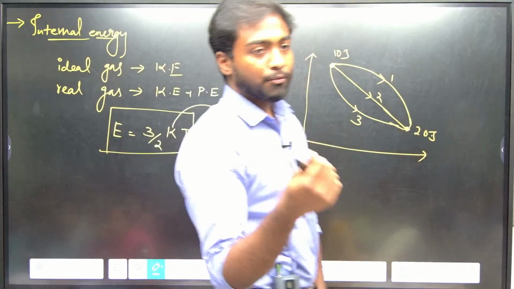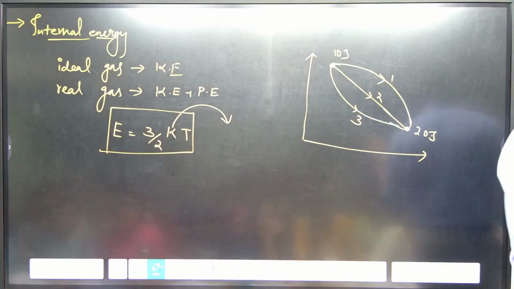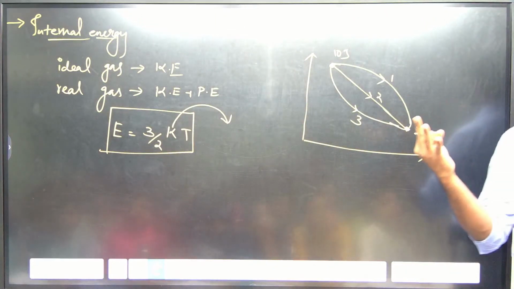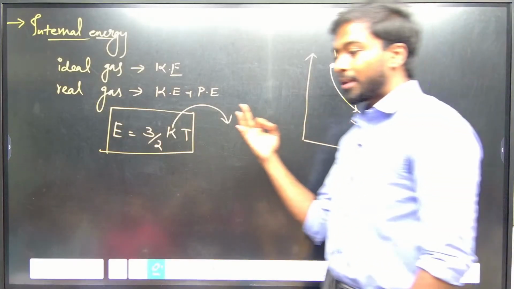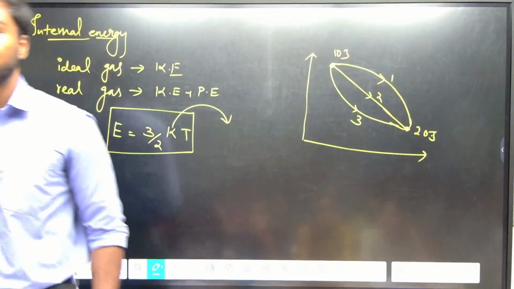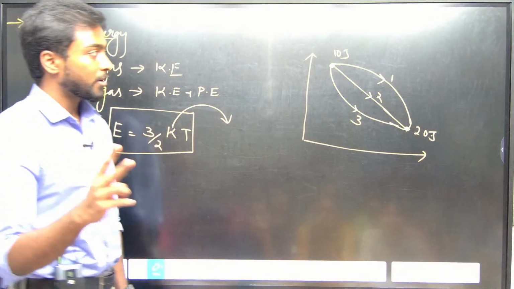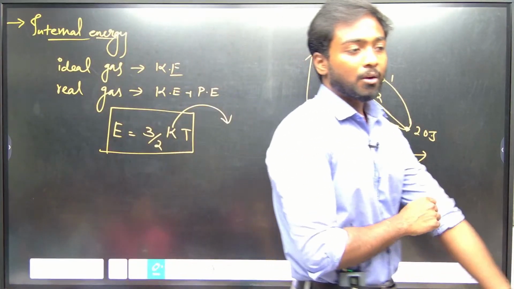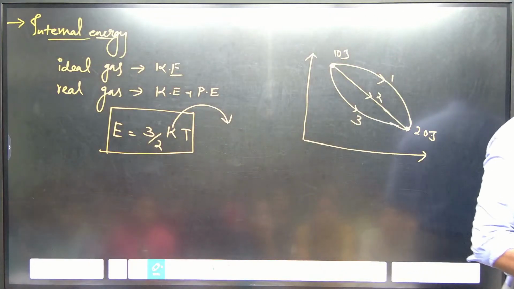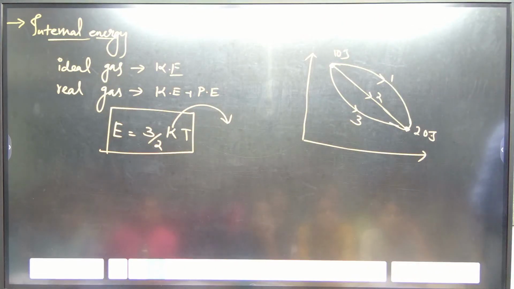Like from the initial point to the final point I can go in 3 paths, either 1, 2, 3. But when I talk about the internal energy, it only depends on the initial point and the final point. So how much will it be? 20 minus 10 is 10 joules. Whatever path I am taking, the internal energy will always be 10 joules. You can take that.